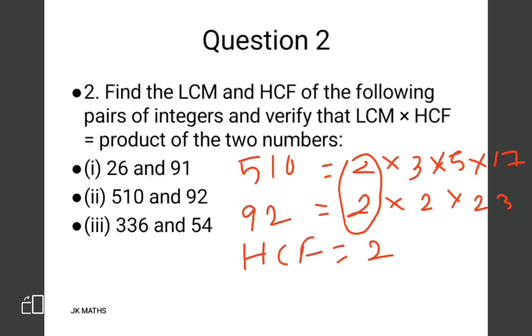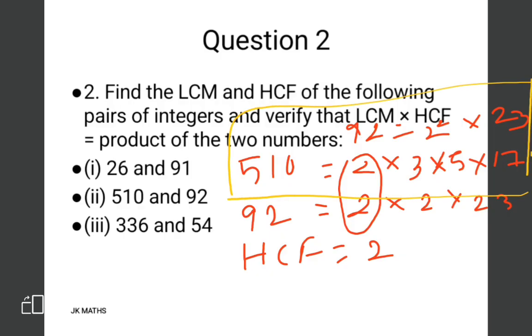To find LCM, in 92 we have two 2's, so we can write 92 as 2 square into 23. To find LCM we should see the highest power of a number. Let's see these two parts. I have made a rectangle, so let's see.